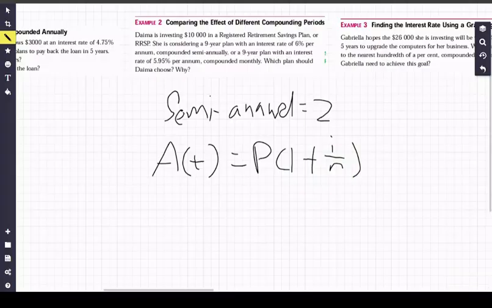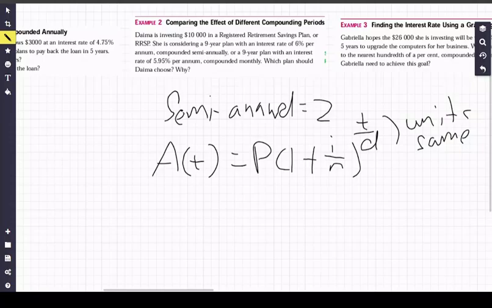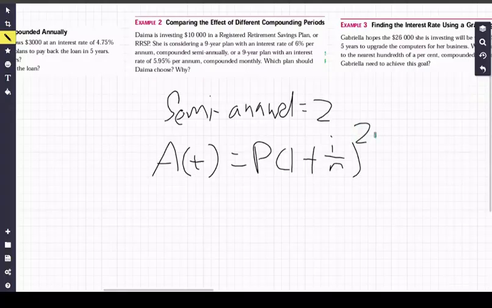Now we're going to do something else. When you have whatever exponent here, you have to make sure the units are the same. I can't have month at the top and year at the bottom. That's not going to work, clearly. So in our case, when we have 1 year, we actually compound it twice. So that means we do 2n. We do 2t.